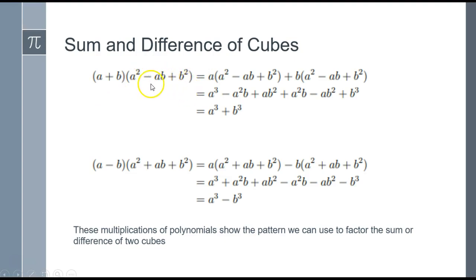And notice this trinomial does not factor. You would need a 2 there for it to factor. So once you apply this formula, the trinomial doesn't factor anymore and you're done. Now if I switch some signs around in the multiplication problem, I switched the first two positive and negatives, and I do a minus b, but in the trinomial everything's added. When I multiply out, I end up with the difference of two cubes.